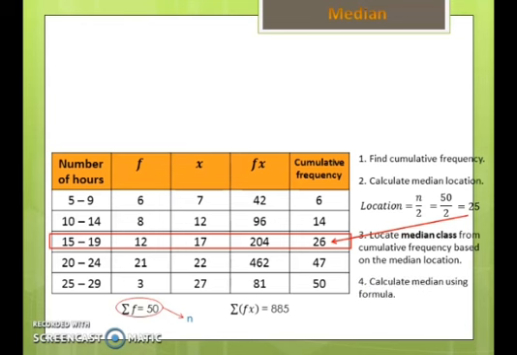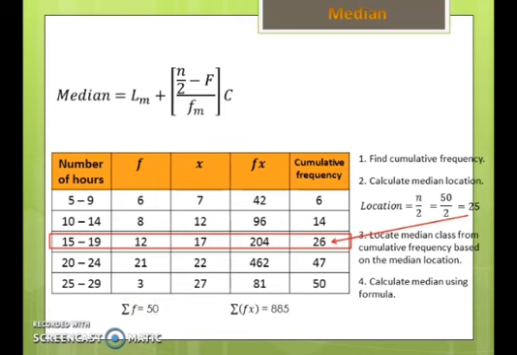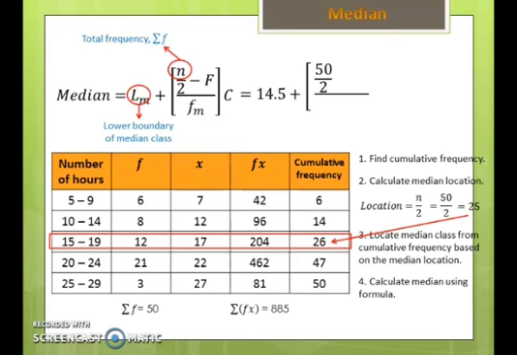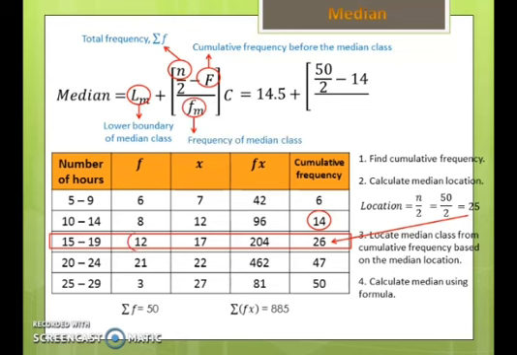Lastly, calculate median by using formula. Median for group data is given by this formula, where capital L is the lower boundary of the median class, capital N is total frequency, capital F is the cumulative frequency before the median class, lowercase f is the frequency of the median class, and capital C is the class size.